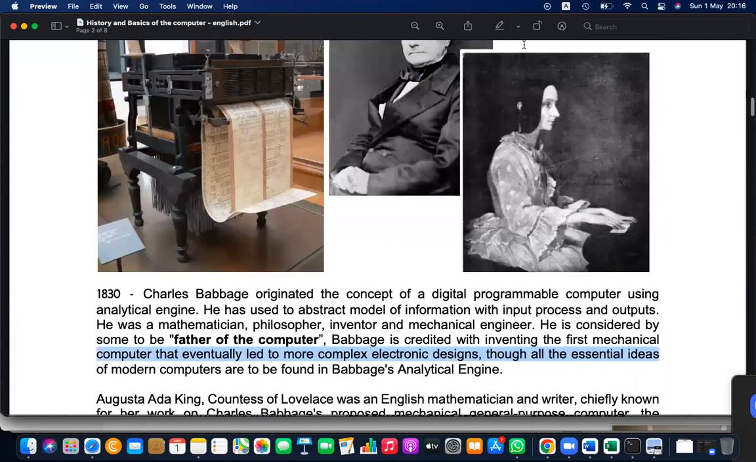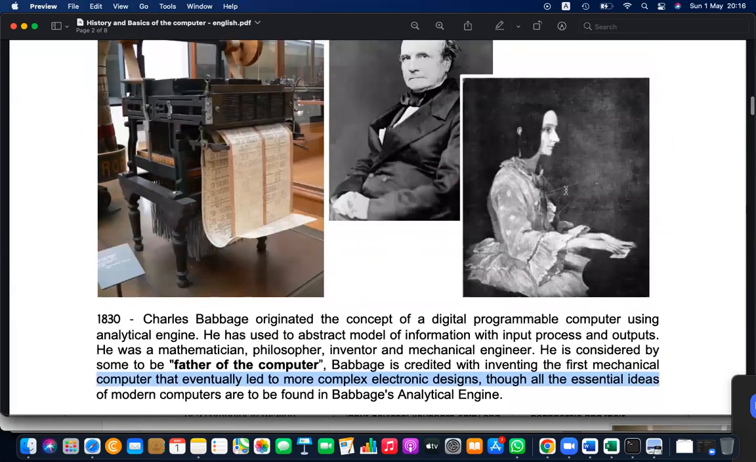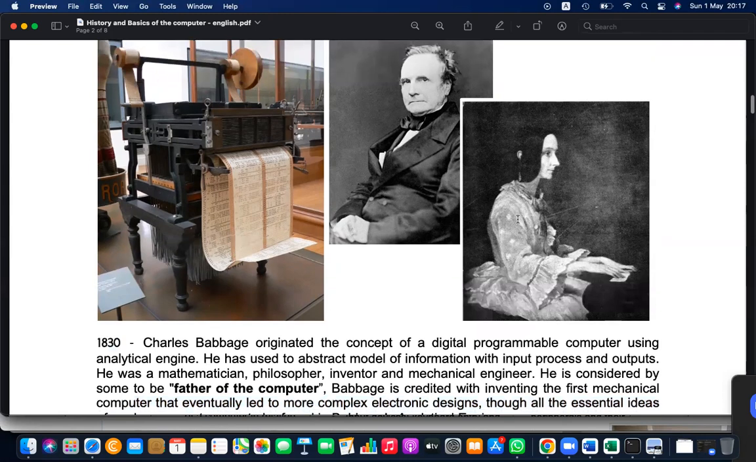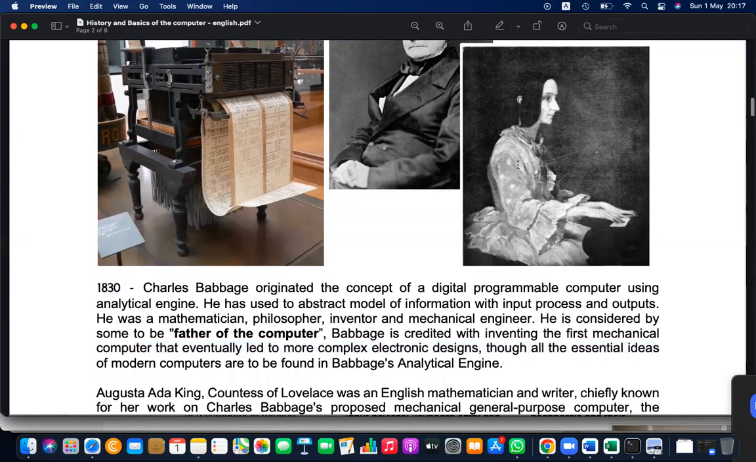And the lady here, her name is Lady Ada Lovelace, and she introduced a special program to work with Babbage's analytical engine. So she is considered to be the first programmer due to that reason. Actually, this is also in the 1800s. Charles Babbage invented the analytical engine, and Lady Ada Lovelace developed a program to work with it. So she is considered the first programmer.